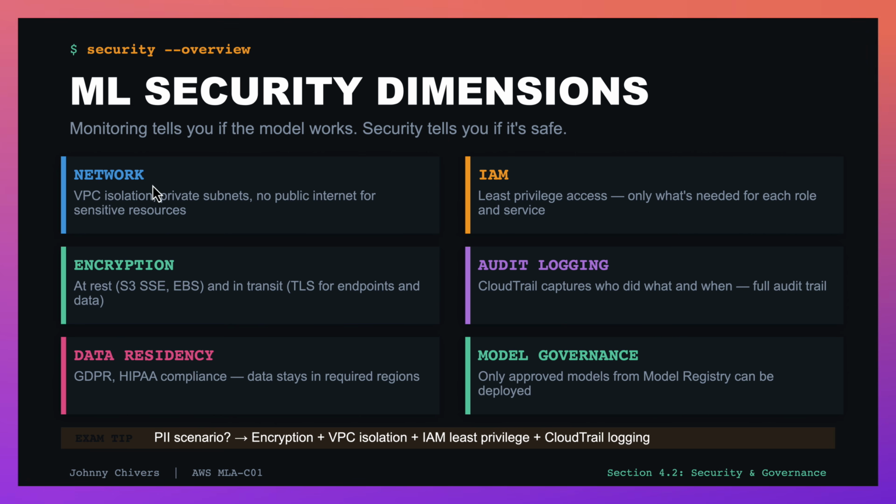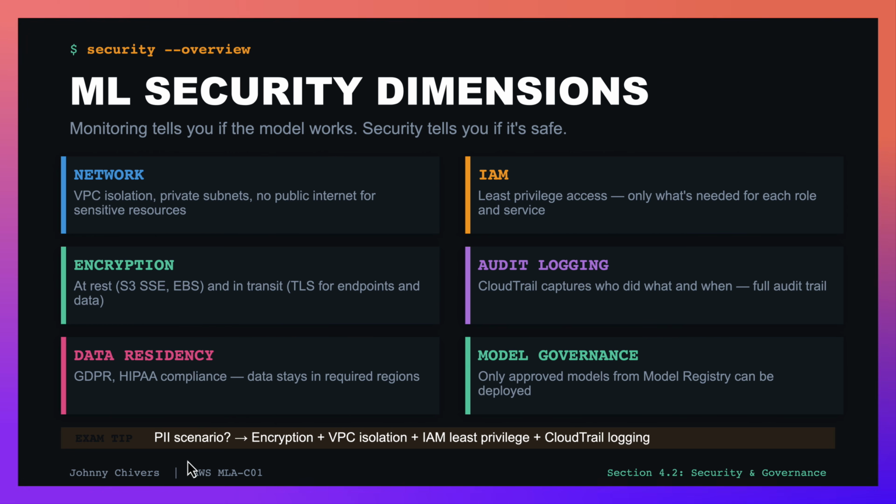We need to know about network security, VPC isolation, subnets, no public internet for sensitive resources, including SageMaker. Encryption at rest and in transit comes up in all AWS certifications, nothing different here. Data residency that we covered before, but GDPR and HIPAA compliance, does the data stay in the required regions? IAM, least privileged access, who needs data for each role and service? Audit logging and model governance as well.